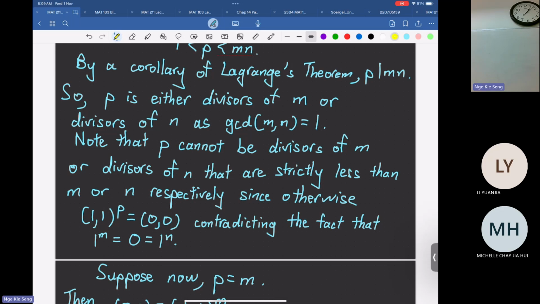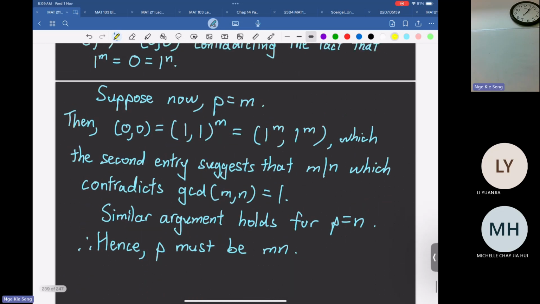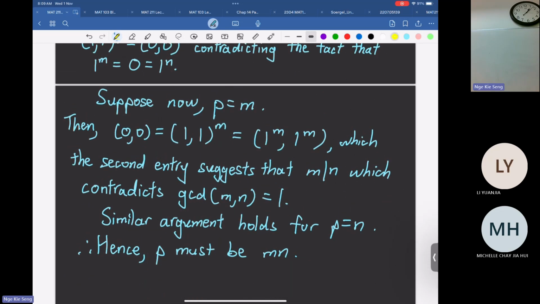So there's one choice left. Can p be m or not? If p equals m, what happens? You get the first coordinate, 1 times m equal to 0. But the second coordinate, you also get 1 times m equal to 0, because p is the order of my (1, 1). Here it is Zn. m and n are coprime, meaning what? m cannot divide n.